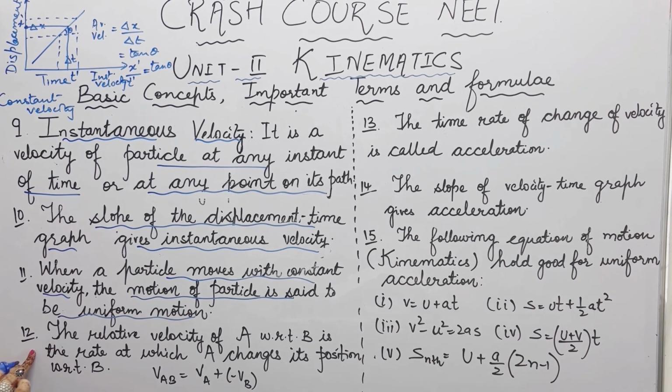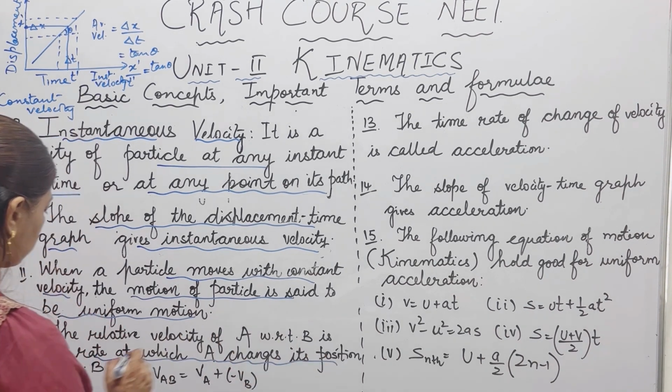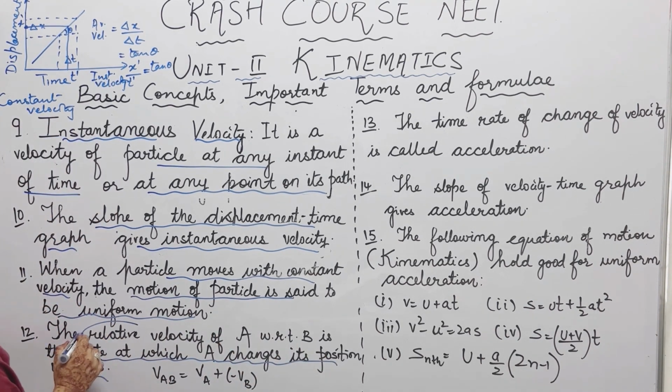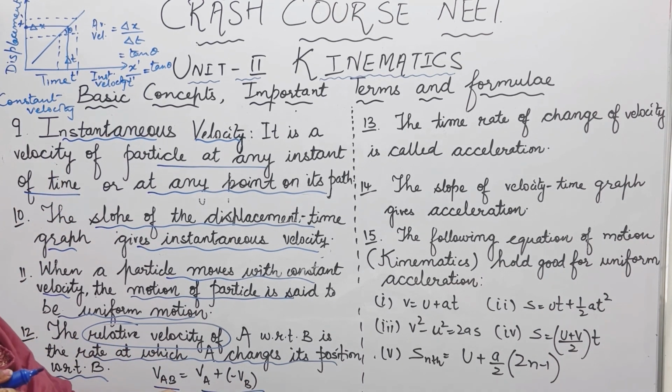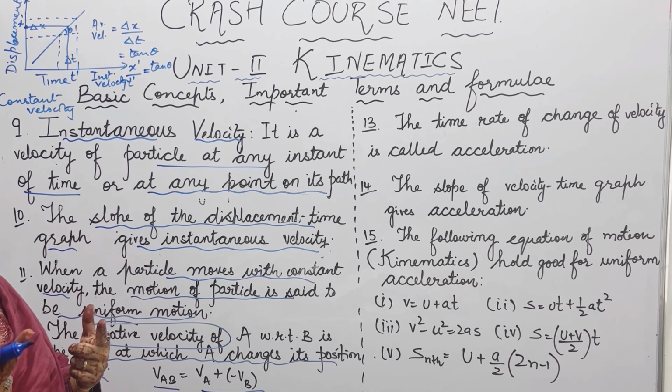The next is the relative velocity. Suppose there are two bodies A and B, and we want to find out the rate at which body A changes its position with respect to B. That is mentioned as the relative velocity. This is given by VAB, and the magnitudes of these two velocities get subtracted if both of them are moving in the same direction, and if they are in opposite directions, then the magnitudes get added up.